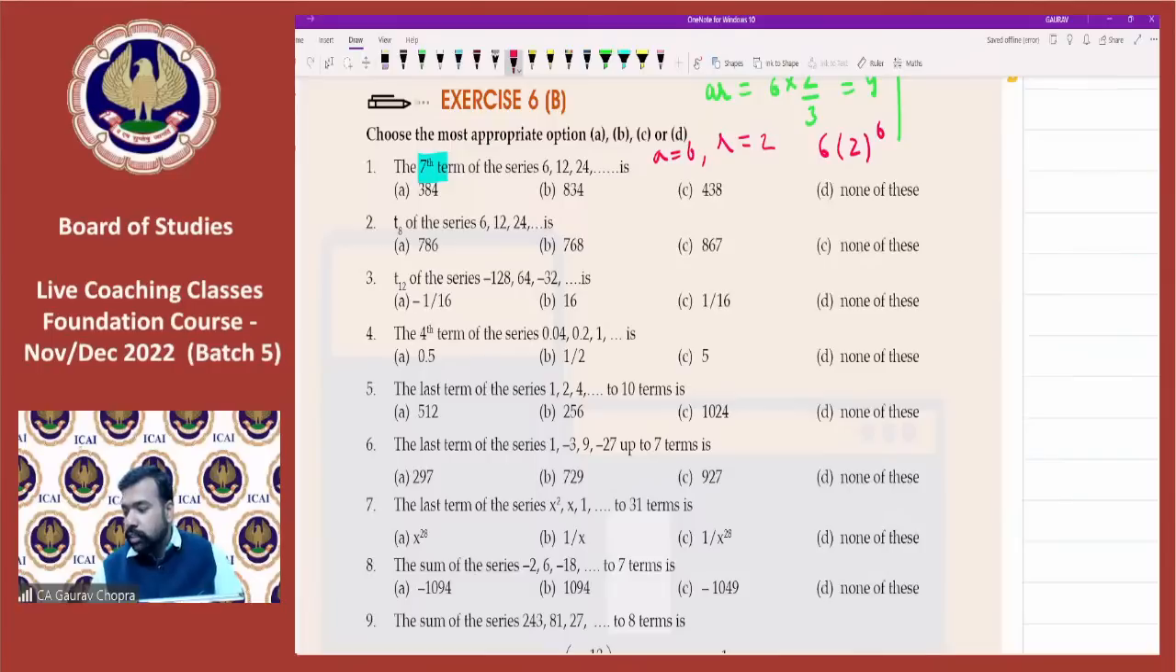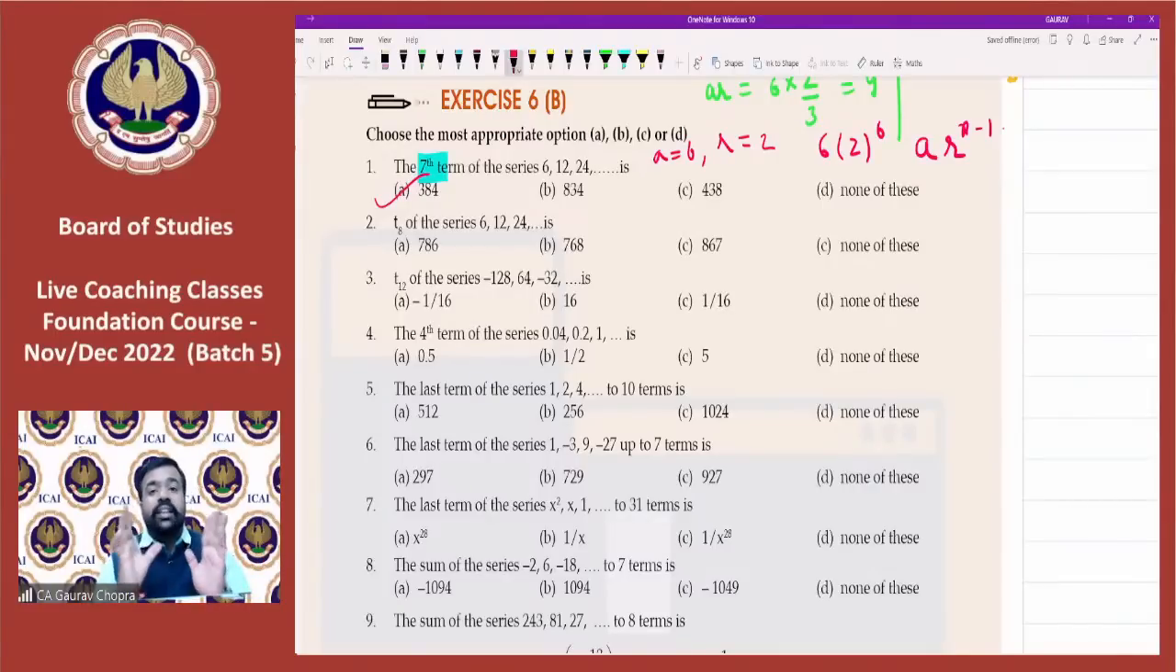Yes, Avdesh has given 384. Yes, 384 is the correct answer. 6 multiplied by 2 to the power of 6. The formula was A multiplied by R to the power of n minus 1. So Avdesh has given the correct answer 384. Perfect. Then the second one, T8.